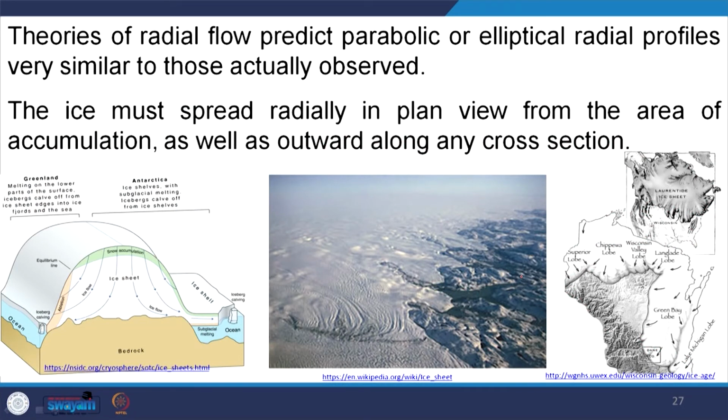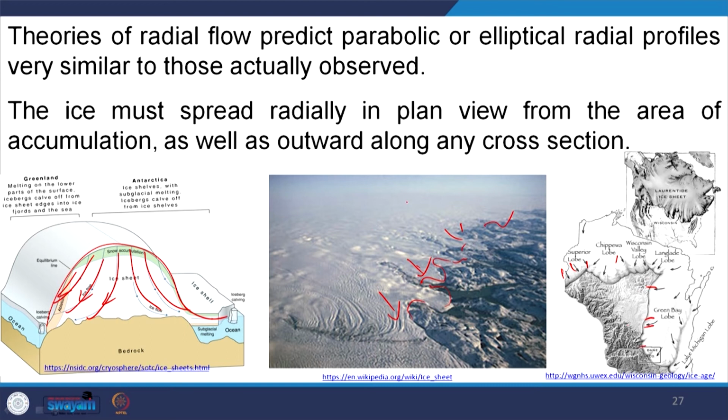Theories of radial flow predict parabolic or elliptical radial profiles very similar to those actually observed. The ice must spread radially in plan view from this area of accumulation as well as outward along this cross section. Now you see here, we are talking about a cross section. This system is shifting from the central part outward. Similarly, these are the different lobes of the ice sheet, and the ice is moving outward. This is radial flow: from all sides, the glacier mass is moving down.